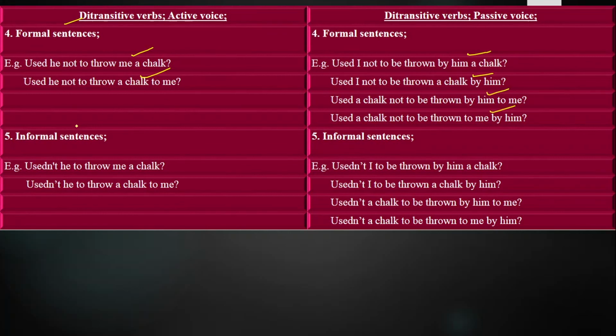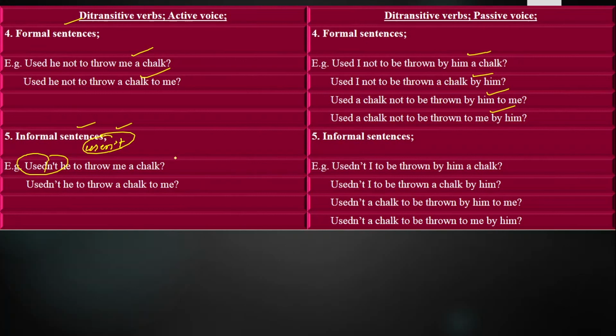Next we have got informal sentences. Those sentences in which we ask questions and deny the statement in an informal way. Used not's short form is usen't. Keep in your mind, you read it as I'm writing it, U-S-E-N apostrophe T, and the D is not pronounced. Okay, what are informal sentences? You can ask them with your friends, in a friendly atmosphere, with juniors or youngers.